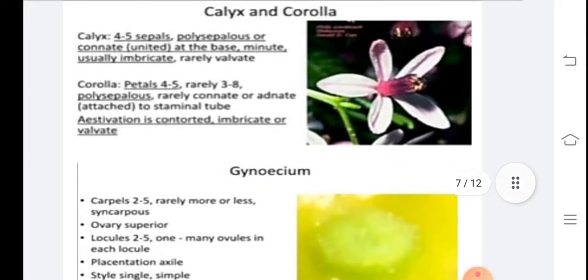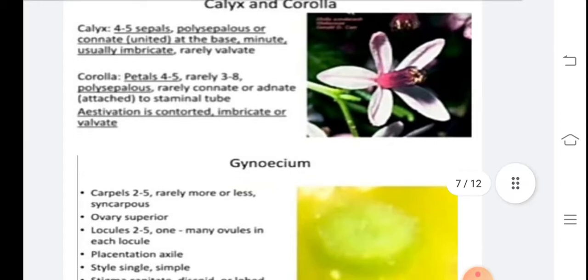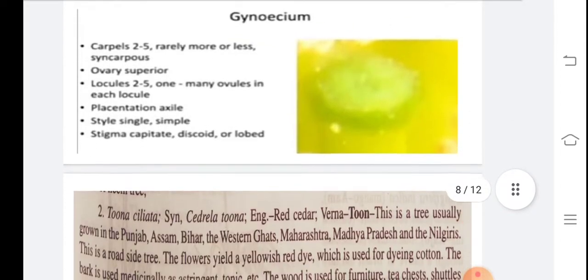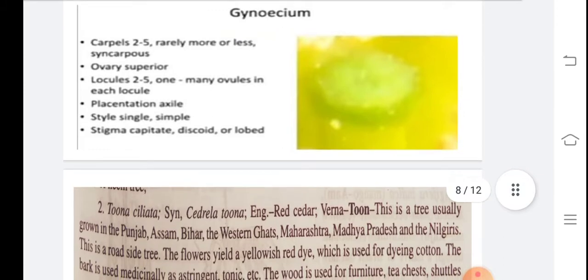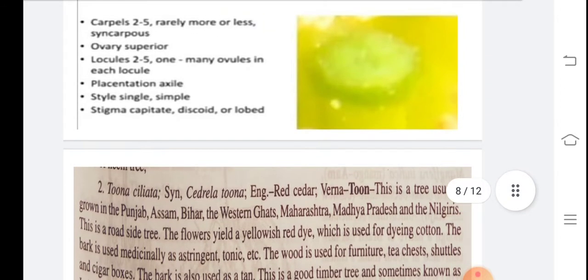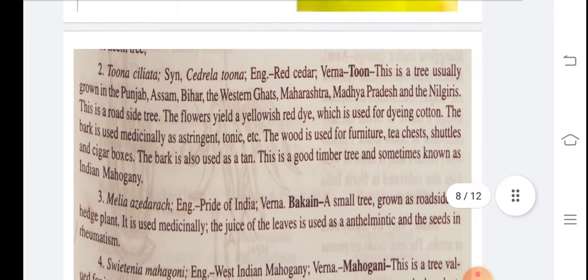In relation to calyx and corolla, sepals polysepalous, so this condition is seen in the flower. Corolla 4 to 5, it is also there. Then gynoecium, carpels generally 2 to 5 or up to 6, syncarpous condition. Placentation axile, style is single and the stigma capitate, discoid type.